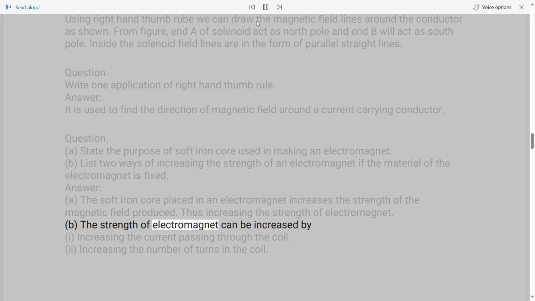B. The strength of an electromagnet can be increased by: 1. Increasing the current passing through the coil. 2. Increasing the number of turns in the coil.